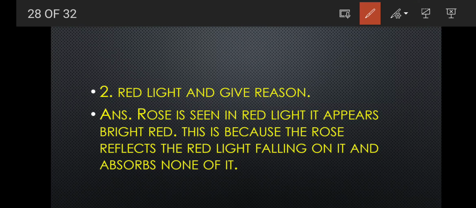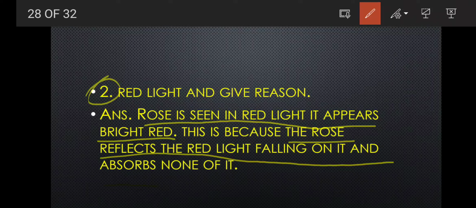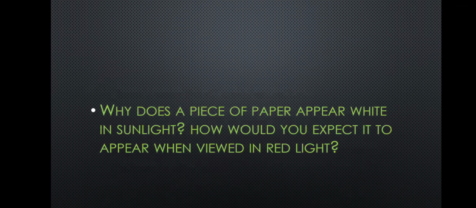Next is a red light, when seen through the red light, then give reason. Subpart 2 is here. So when the rose is seen in red light, it appears what? Bright red. And what is the reason? The rose reflects the red light falling on it and absorbs none of it. So it appears what? Bright red.